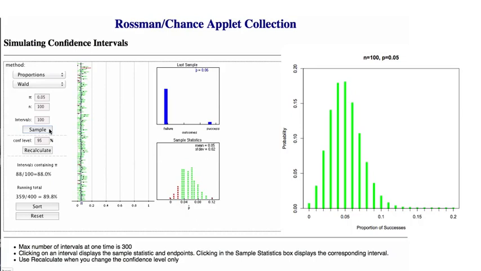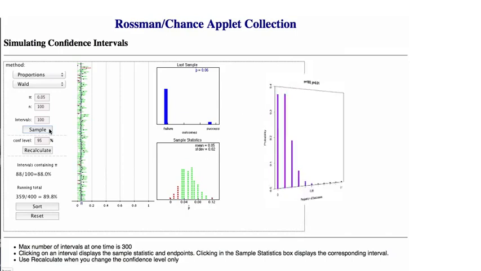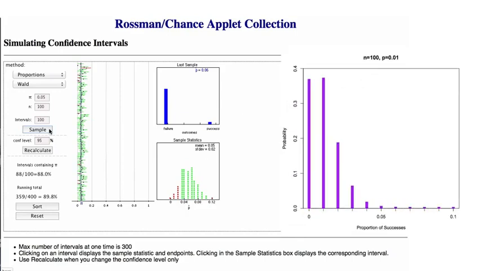This time we'll make our probability of success 0.01, only 1%. The sampling distribution of p hat, then, is quite skewed. With a sample size of 100 and a probability of success of 0.01, only 59% of our sample of 100 confidence intervals capture the theoretical parameter. That's not very good. Let's try again. This time we get 66%. Still not very good.